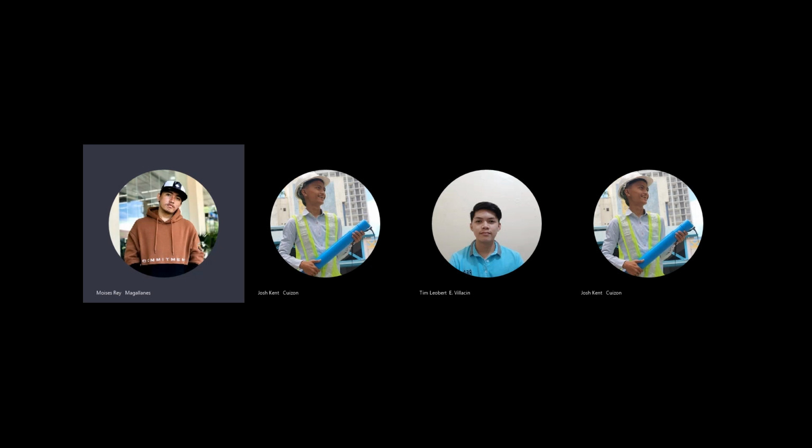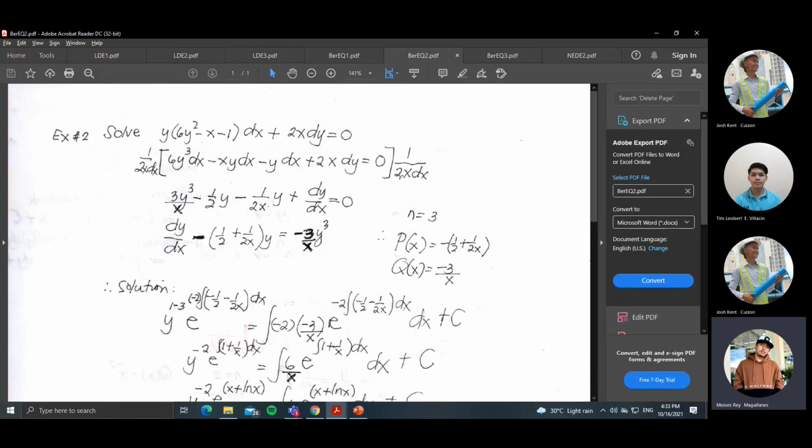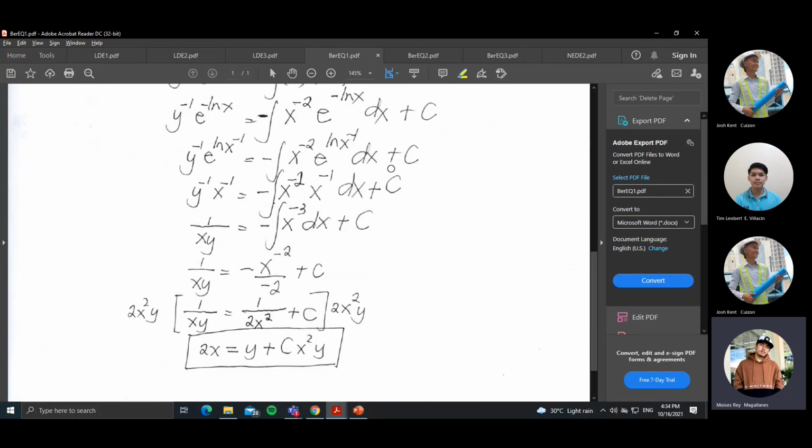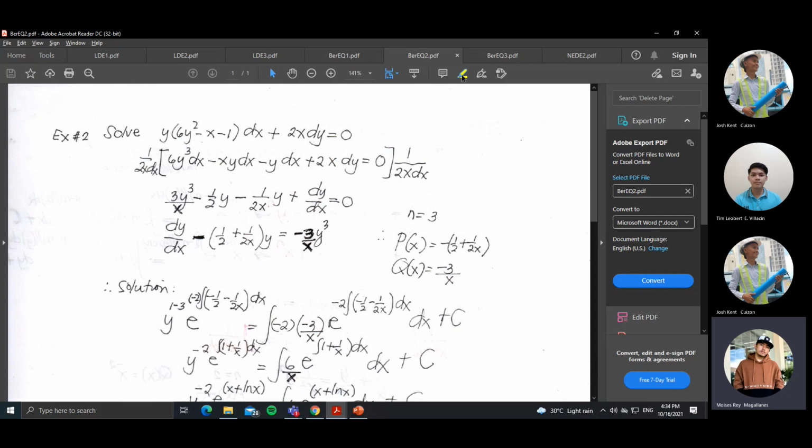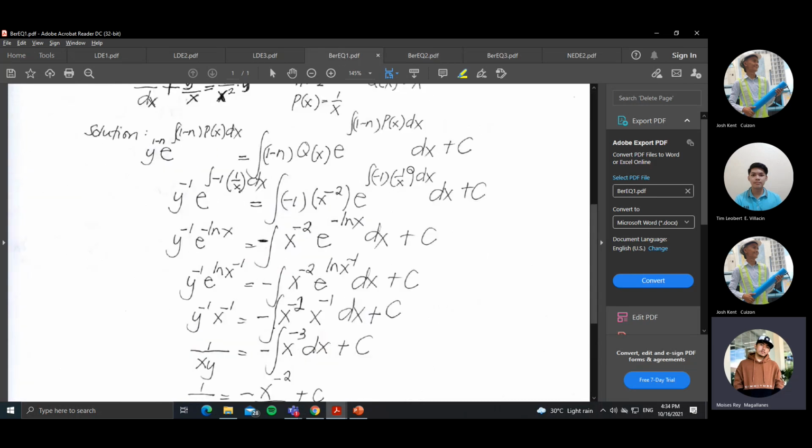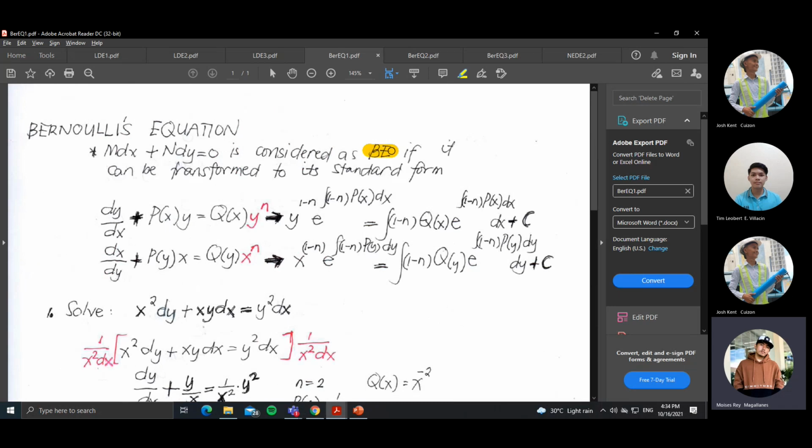So let me share my screen. So let's try and solve this second one. We identify what kind of equation this is. Our dy has only one term, so this is linear of y, or Bernoulli of y, since we are talking about Bernoulli.